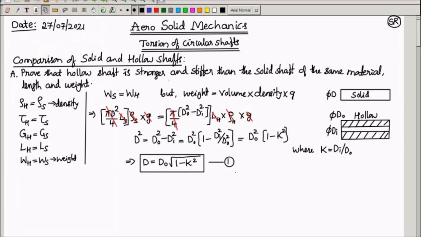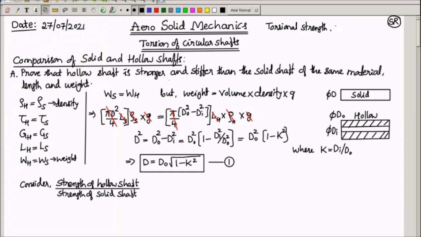We will be using this equation later. Next, let us consider the strength now. Strength of hollow shaft divided by strength of solid shaft. Now the ratio of strength of hollow shaft to strength of solid shaft I am considering. If I can prove that this ratio is greater than 1, it also means that strength of hollow shaft is greater than the solid shaft. But what is this torsional strength? Torsional strength is T by tau, which is nothing but ZP.